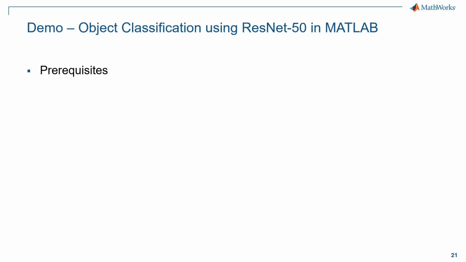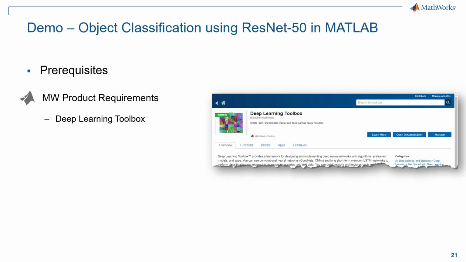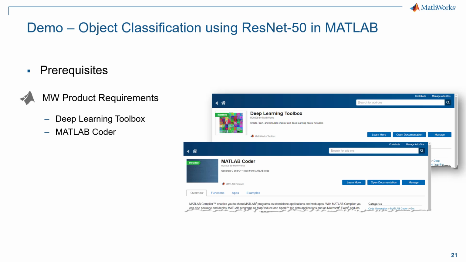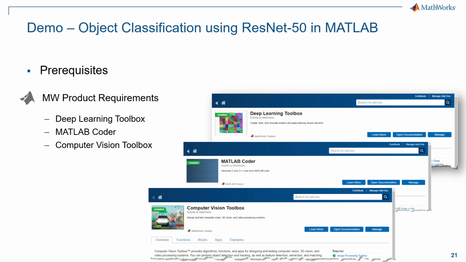With this, we are now ready to explore the working details of the demo. But before that, let's quickly take a look at the prerequisites. In terms of MathWorks product requirements, you will need Deep Learning Toolbox, MATLAB Coder, and Computer Vision Toolbox. You'll also require some additional support packages for Raspberry Pi and deep learning purposes. Let's take a look at them.